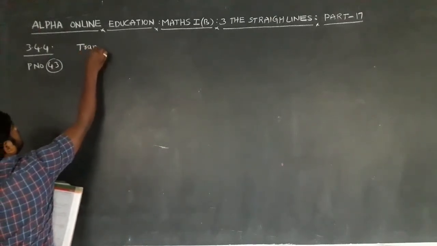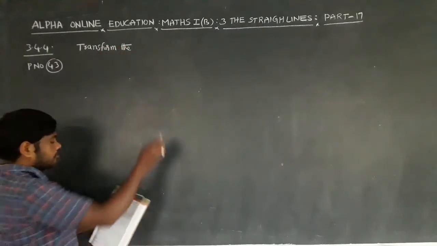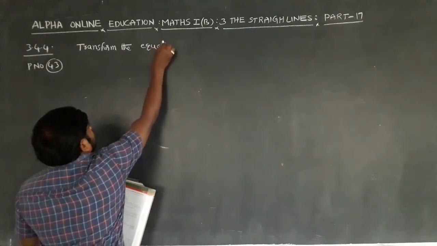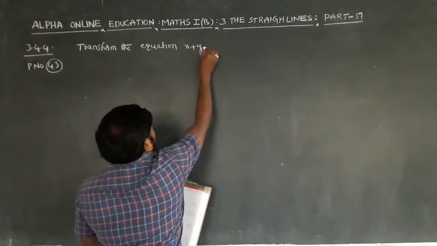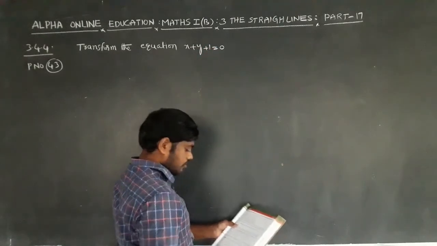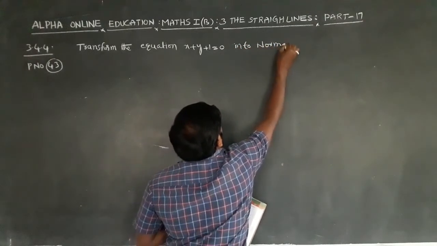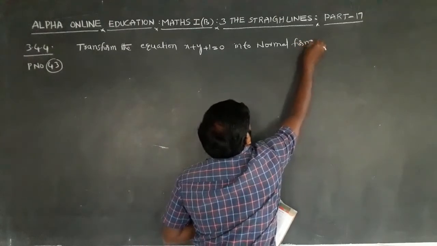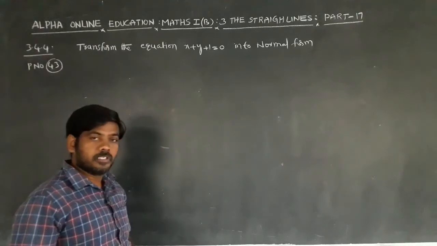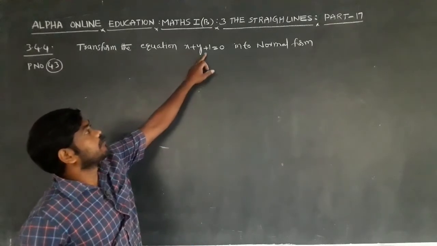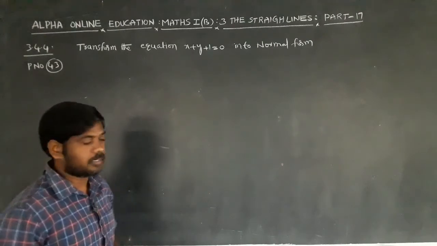Page number 43 in textbook. Transform the equation x plus y plus 1 is equal to 0 into normal form.